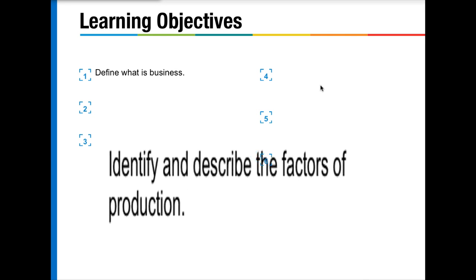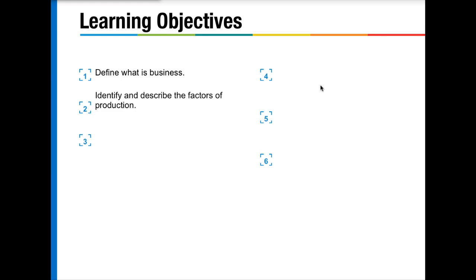So if you look at the learning objectives, we're going to start out with actually defining what is a business, and then we're also going to identify and describe the factors of production, so all the elements that go into making a business run and operate. We're going to describe the private enterprise system as we have here in the U.S. Going to identify the 6 eras in the history of business.